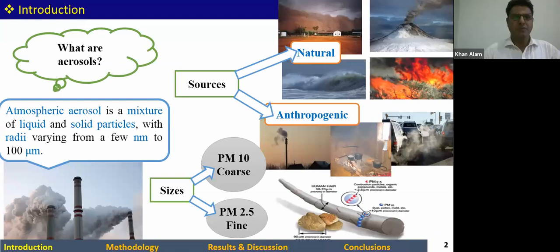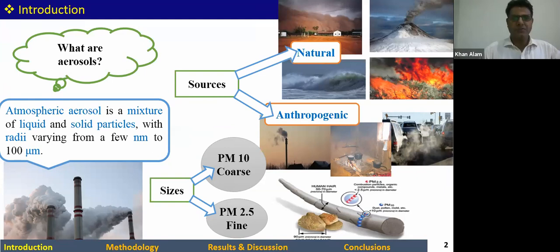So what are aerosols? Aerosols are basically solid, liquid, gaseous particles suspended in the air. Their size varies from a few nanometers to 200 micrometers. Aerosols are further divided into different sizes: particulate matter PM2.5, which is also called fine particles, and particulate matter PM10, which are also called coarse particles.